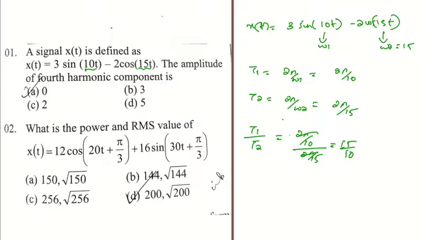So, we can simplify it, we will get, okay, simplifying it, we will get 3 divided by 2, or t0 equal to 2t1 equal to 3t2, okay, and now t0 equal to 2 into t1 is 2 pi divided by 10. So, we will get it is equal to 2 pi divided by 5.